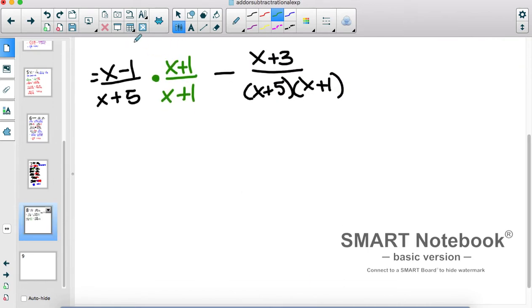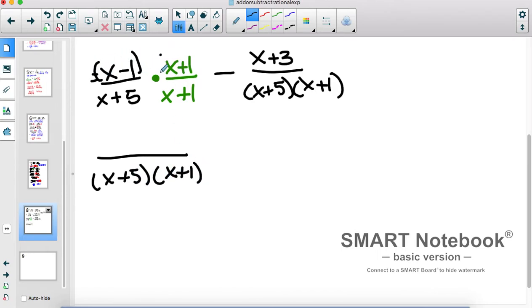Okay, so our first fraction, let's combine it. X plus 5 times x plus 1. Up top, we're going to have to FOIL. Okay, so more work. So x times x is x squared. Outer, x times 1 is 1x, so just x. Inner, negative 1 times x is negative x. These are going to cancel. Negative 1 times 1 is negative 1.